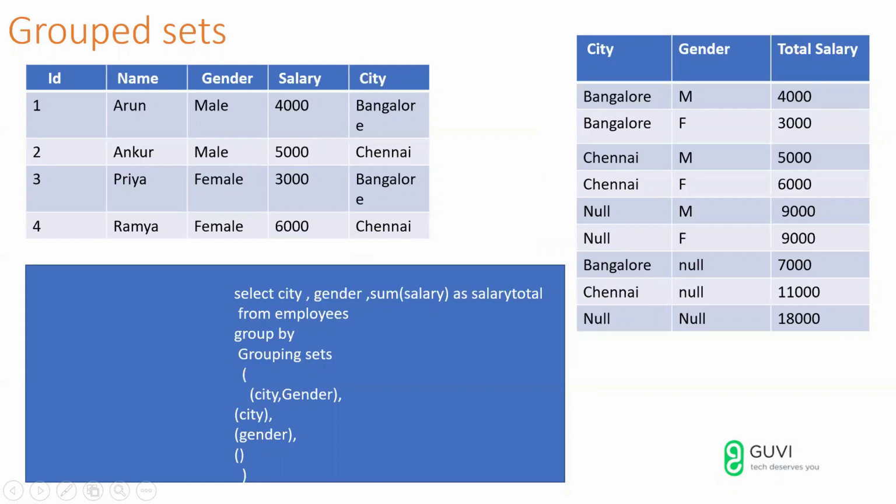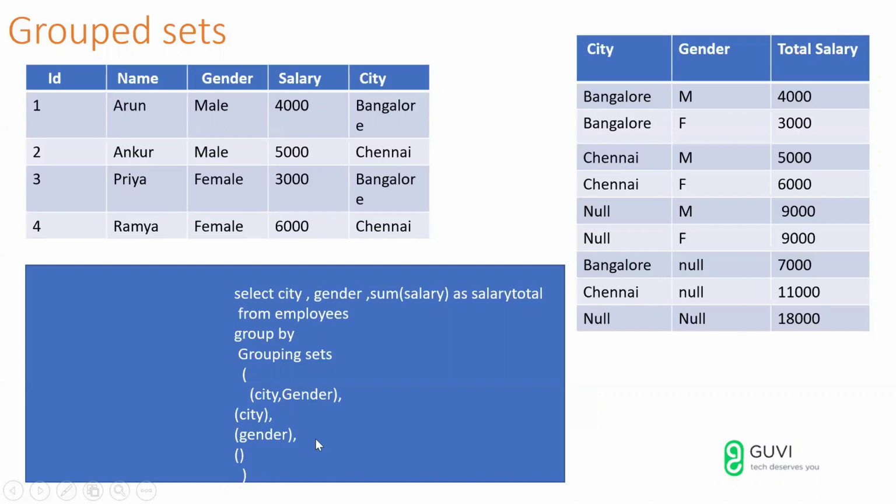Then I'm giving the combinations. I'm saying, hey, I want the city and gender combination. I want a city combination. I want a gender combination. I want the grand total. When you put an open brace and close brace, it is for the grand total. If you don't want a grand total, you can remove this. If you don't want the combination of city, you can remove this. If you don't want a combination of gender, you can remove that too.